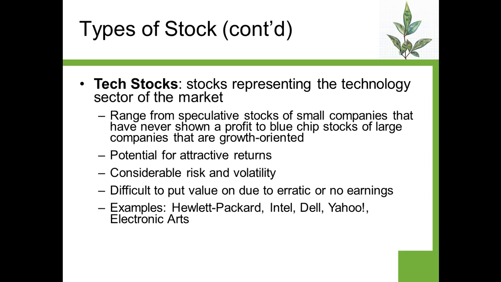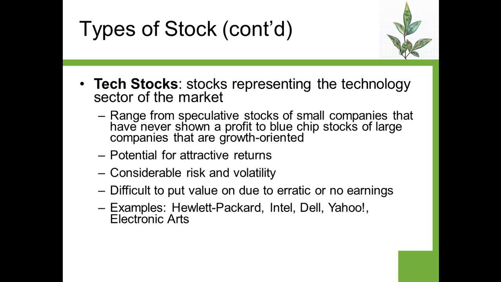The next type of stock is tech stocks. From the name, it denotes technological stocks. These stocks represent the technology sector of the market. They range from speculative stock of small companies that have never shown a profit to blue chip stock of large companies that are growth oriented. Technological stocks are also growth oriented, and they will not pay dividends to investors. They have potential for attractive returns, but with considerable risk and volatility.